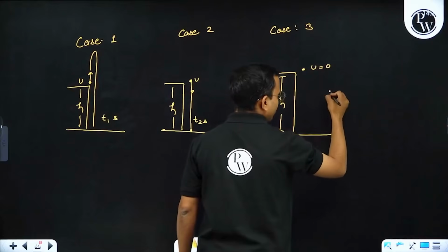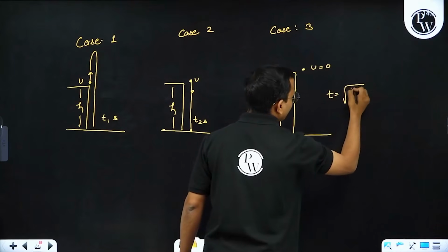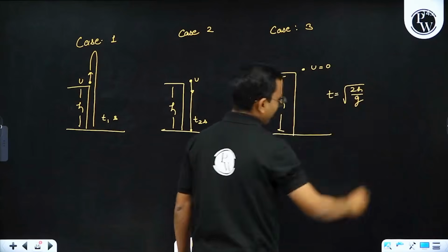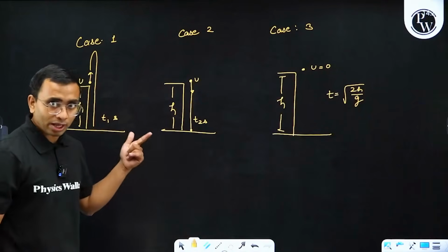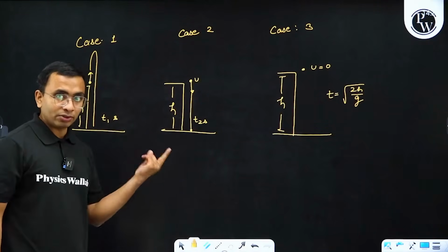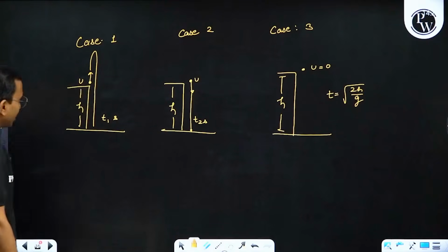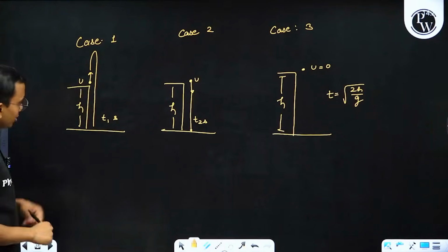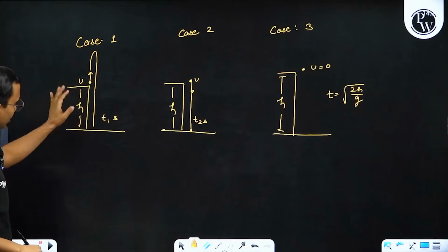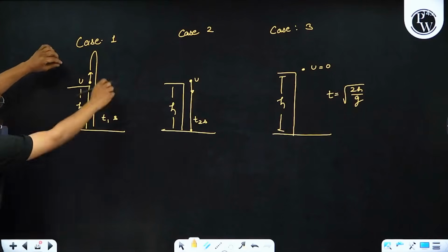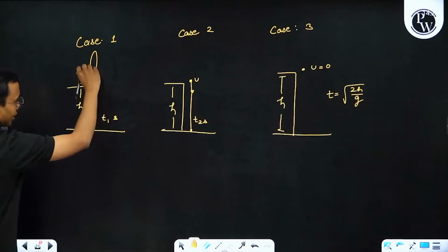So I know the formula. If it is dropped from height h, the time is root of 2h by g. But we need to answer in terms of t1 and t2, not in terms of h. Now here what to do? Write the equations. For this I'm writing the equation taking upward as positive.